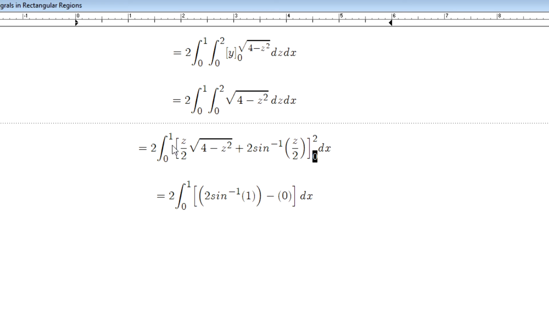Now, if I substitute in 0 here, 0 divided by 2 is 0. So 0 times this other factor in the first term would also just become 0. And that would be added to, now if I plug in 0 here for z, 0 divided by 2 is 0. And we ask ourselves, what's the sine inverse of 0? What angle between negative pi over 2 and pi over 2 has a sine value of 0? That is a 0 radian angle.